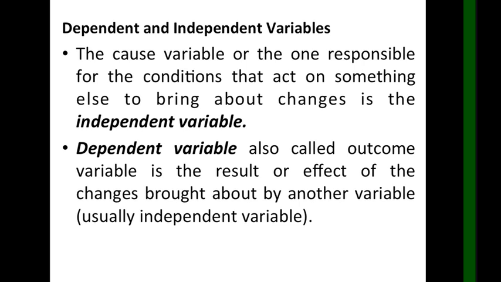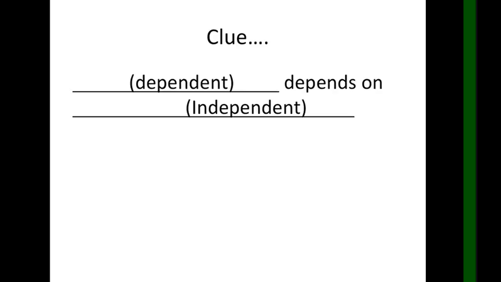In short, to understand it easily, kapag sinabing independent variable, it is the cause variable. And the effect variable is the dependent variable. So cause and effect, independent variable and dependent variable. So the dependent variable always depends on the independent variable. So this is a clue.